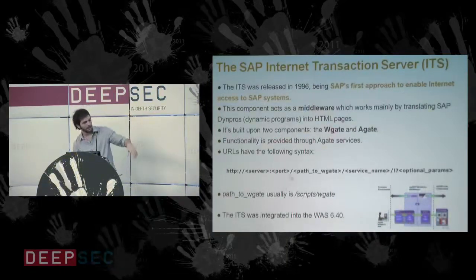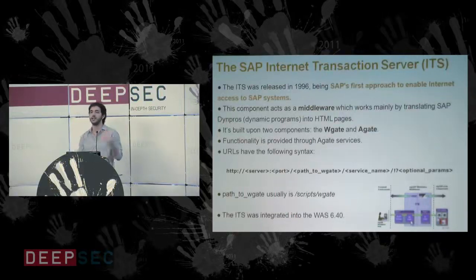I'm not sure if it's very clear, but you can see it here. Basically, the user connects to a component called wgate, which is like an ISAPI filter running on a web server like Apache or IIS. This filter sends the traffic to another component called the agate, and this sends it to the SAP system. So basically, the ITS is translating between HTML pages or HTTP traffic and SAP traffic or pages, right? So it's like a conversion and translation system.